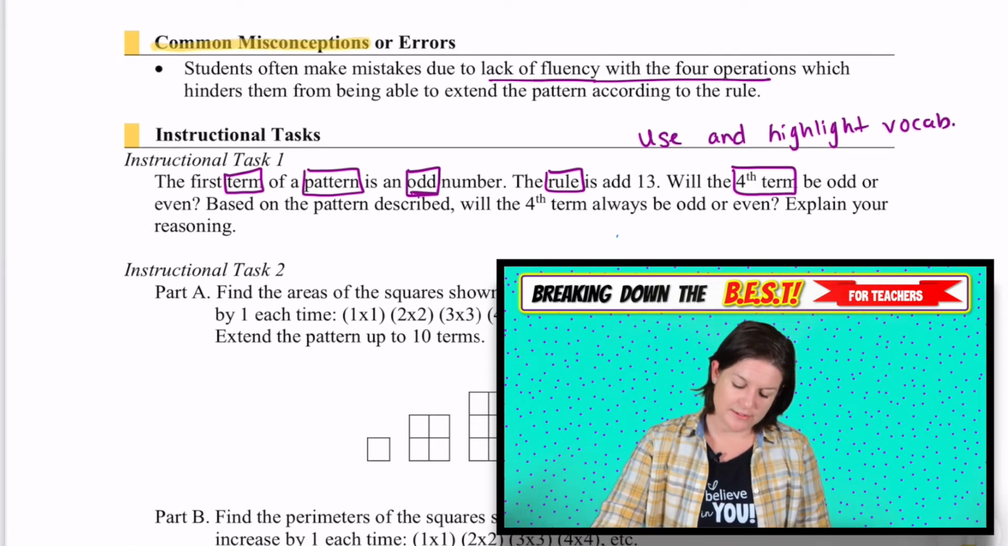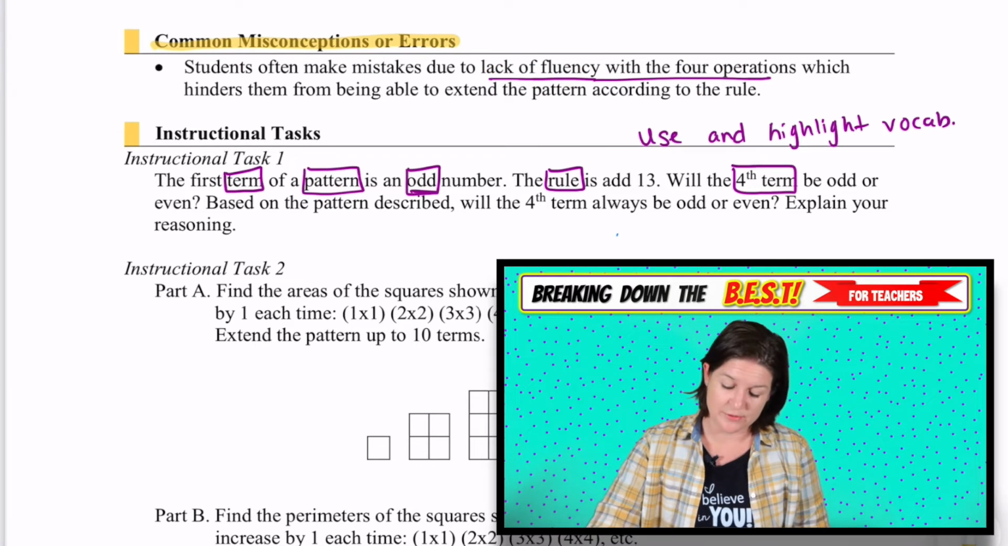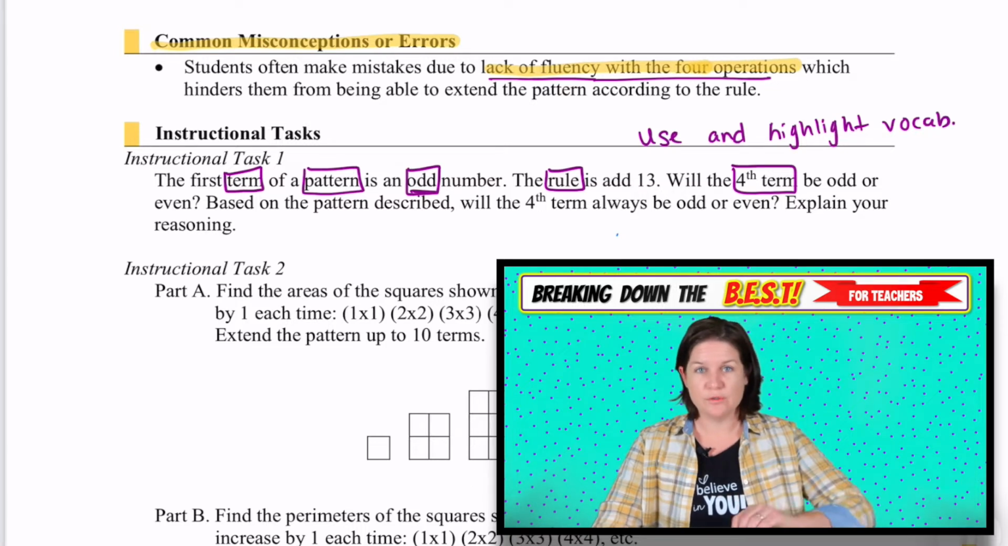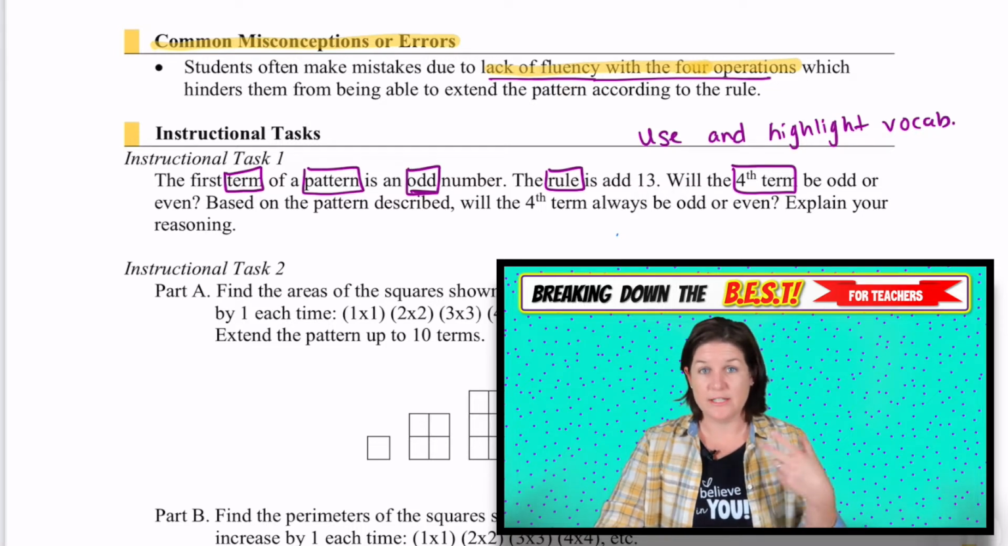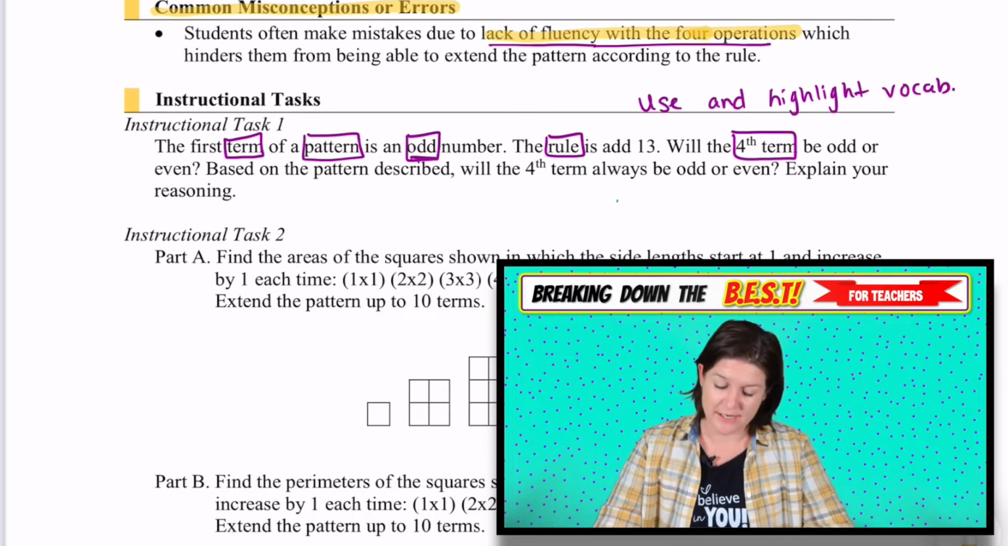And common misconceptions. I highlighted lack of fluency, because I thought I agreed. Lack of fluency with the 4 operations. So if a student is not fluent with adding, subtracting, multiplication, and division, that will show up in this standard. That will cause them to make more mistakes.